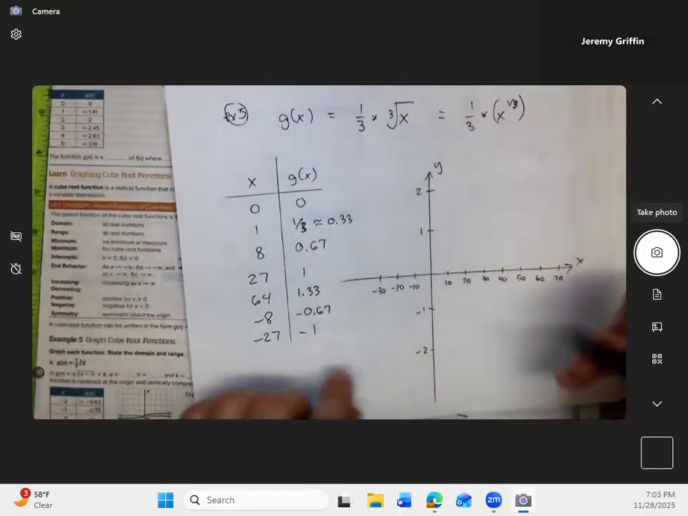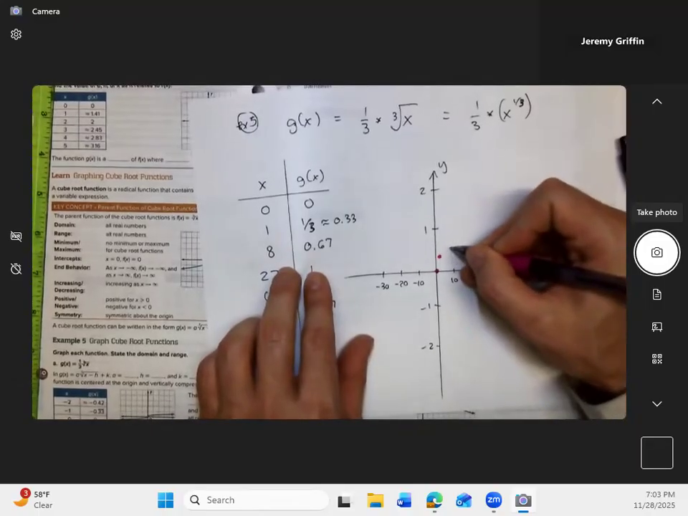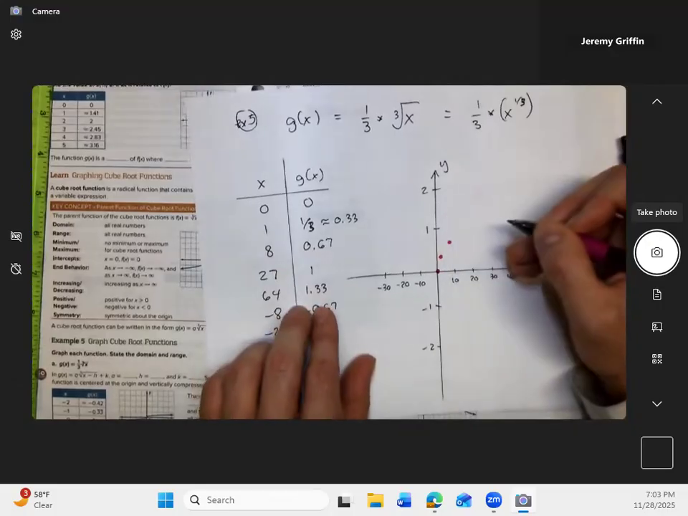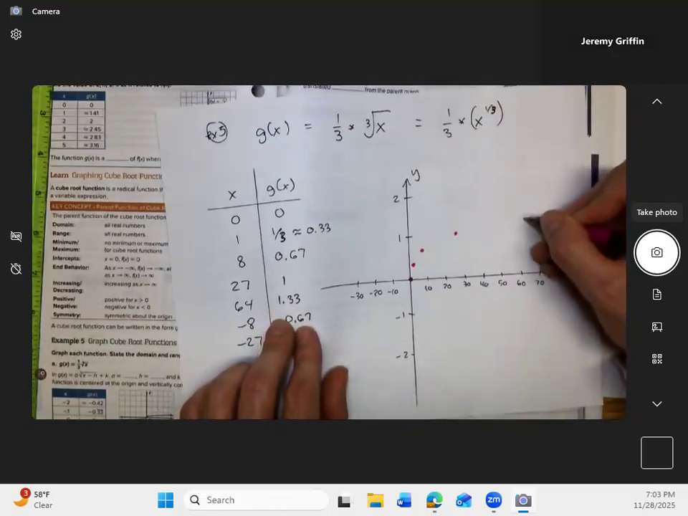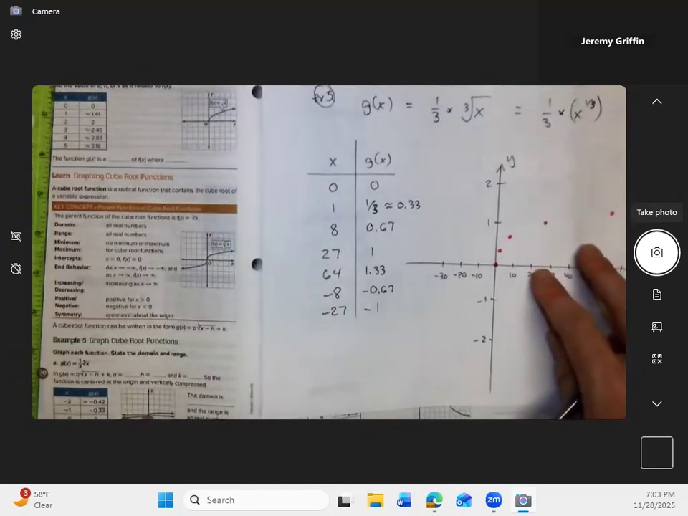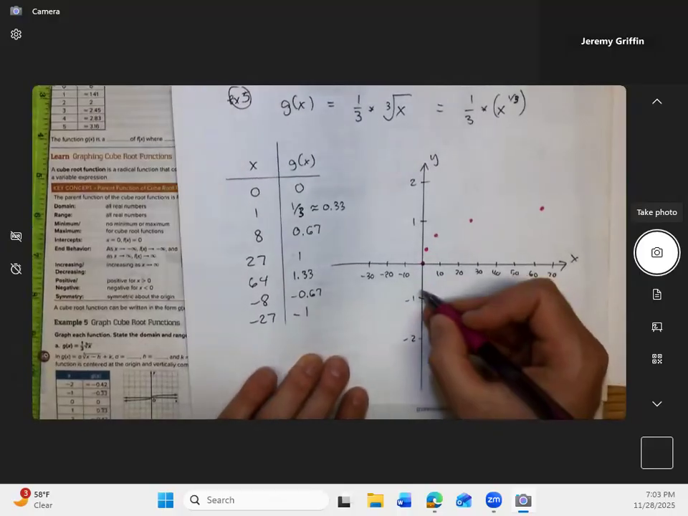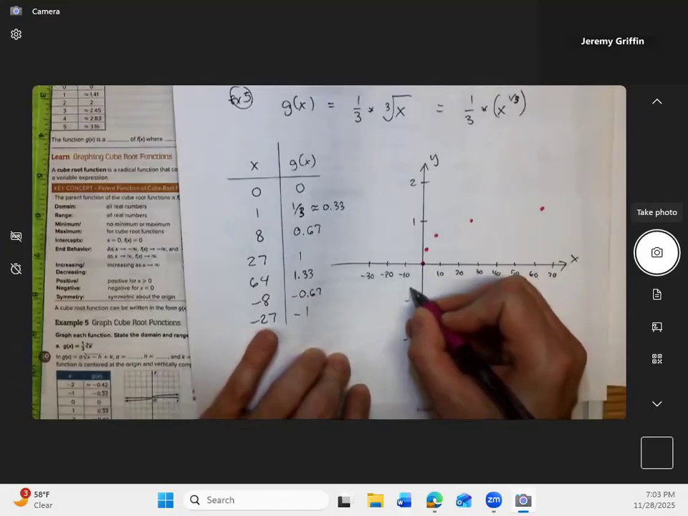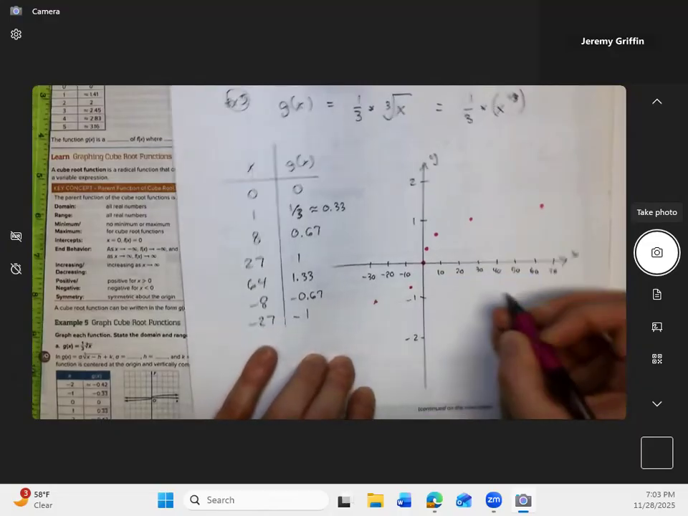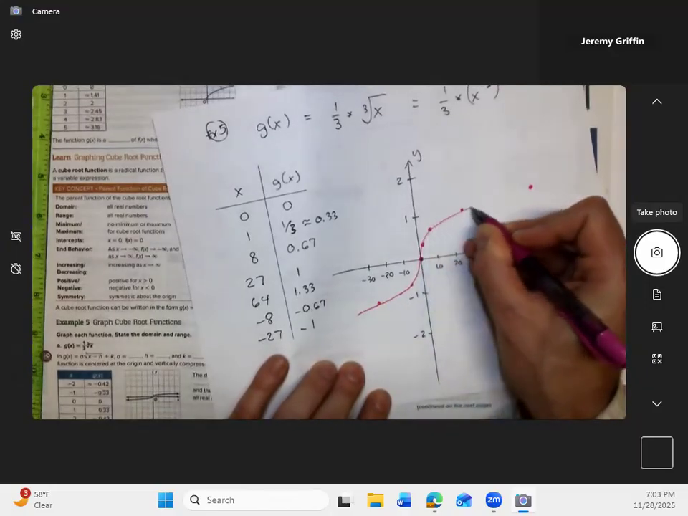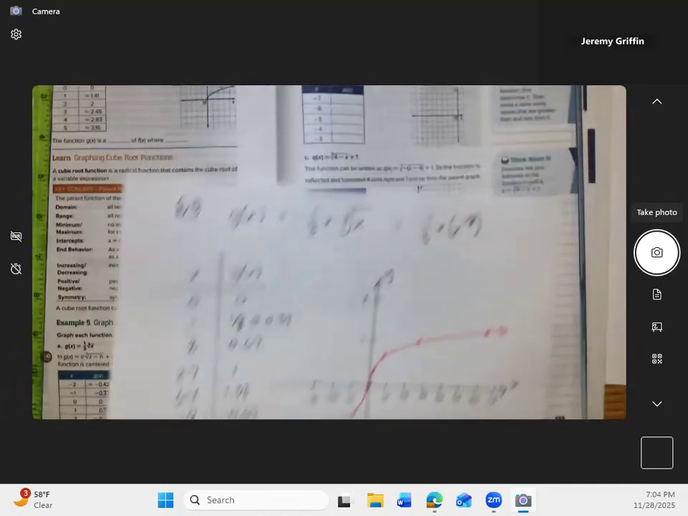Let's plot them down, see what this looks like. So 0, 0. 1, 1/3. 8, 0.67. 27, 1. 64, 4/3. Yeah, that is looking kind of like this one. Again, the book version, they scaled their x and y axis the same, so it looks really flat. Mine is stretched out a bit. That's what it should look like. Then -8, -0.67. -27, -1. Yeah, this is looking pretty good. It could go up to the right forever. It could go down to the left forever. It doesn't asymptotically approach anything. It just takes off.